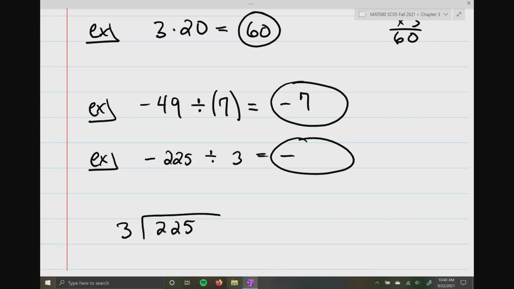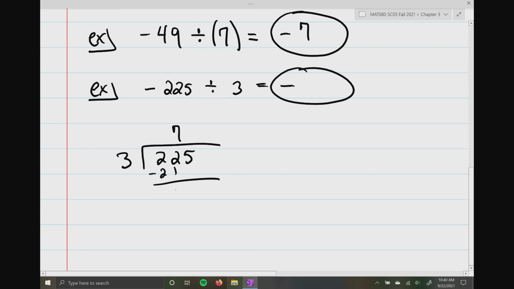So 3 goes into 22 7 times. That's going to be 21. 2 minus 1 is 1. Drop down the 5. 3 goes into 15 5 times. So -225 divided by 3 is -75. So the hard part here, you got to know how to divide. The signs are easy. When you're multiplying or dividing, signs are easy. Okay? Any questions so far?